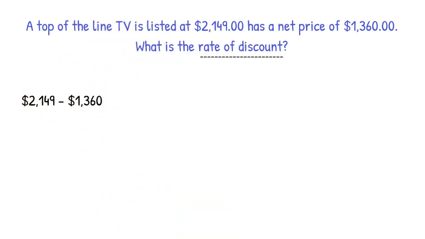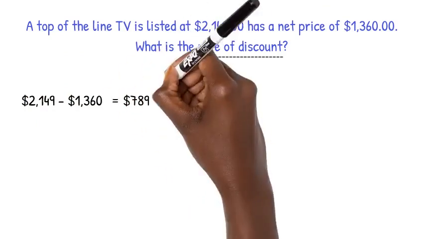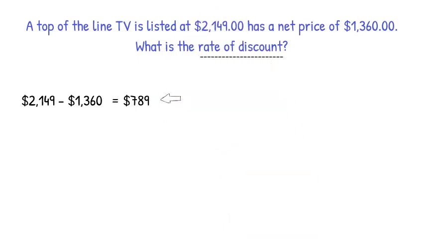So the list price was $2,149, and then we subtract our net price of $1,360 to give us a discount amount of $789. Now we have to figure out what the percentage of the list price on the discount was. Percentages are just another way of writing parts of a whole, so we can arrange this statement like a fraction.